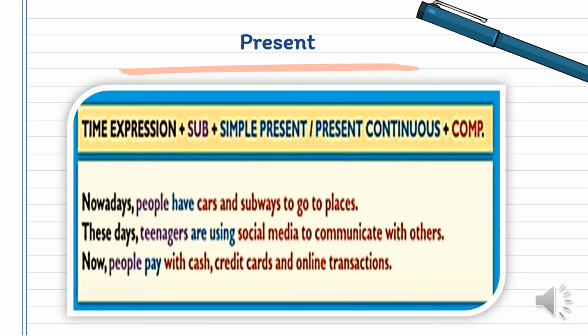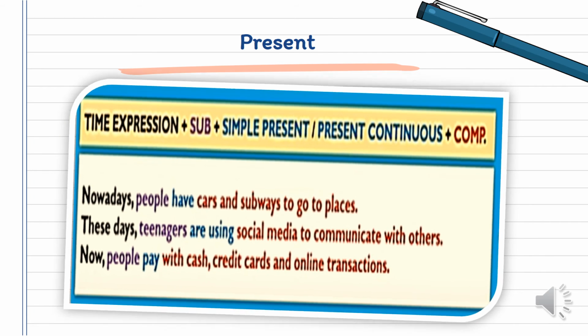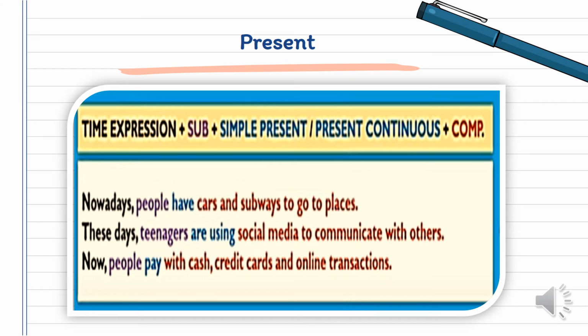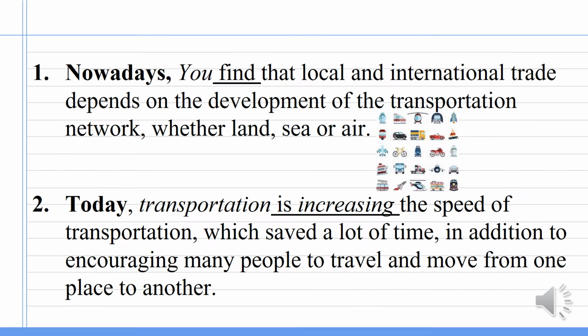Sentence number 2. These days, teenagers are using social media to communicate with others. And sentence number 3 is, now people pay with cash, credit cards, and online transactions. That is a very common thing that we are using these days.